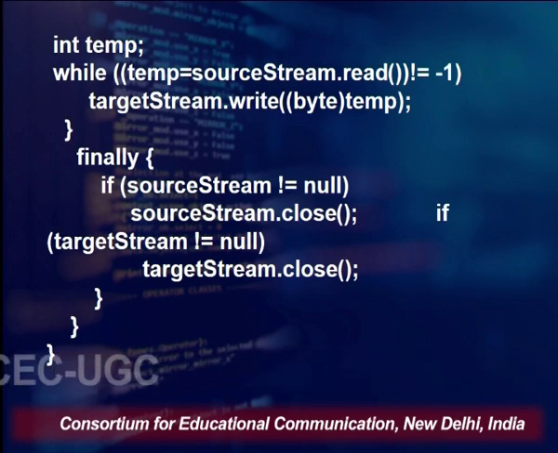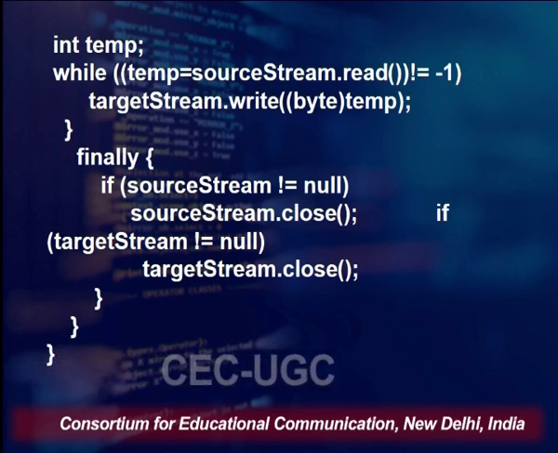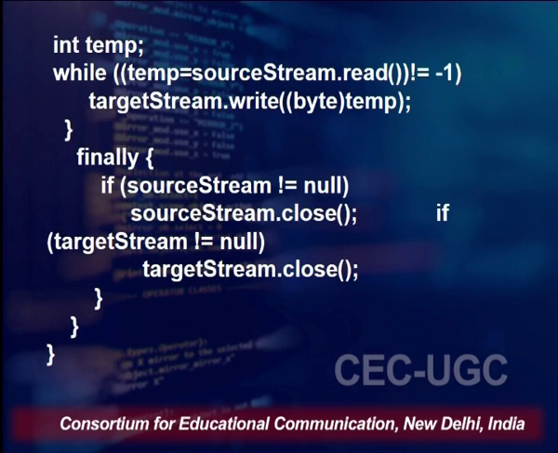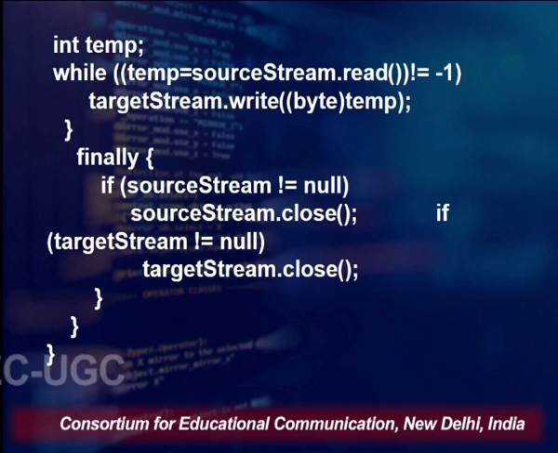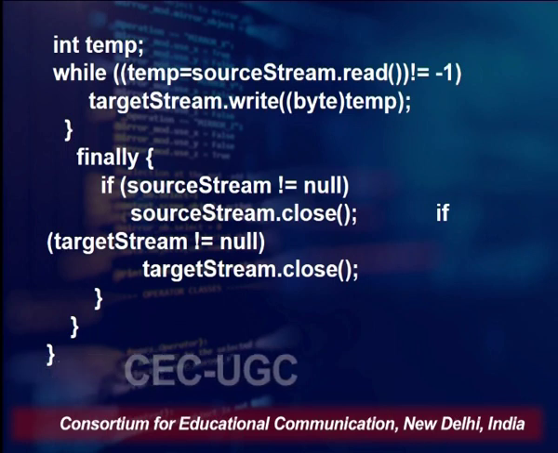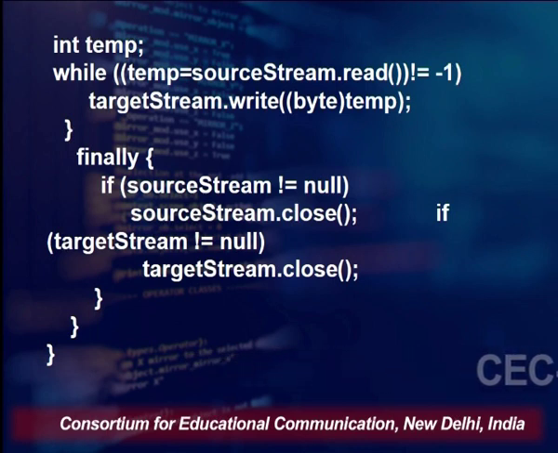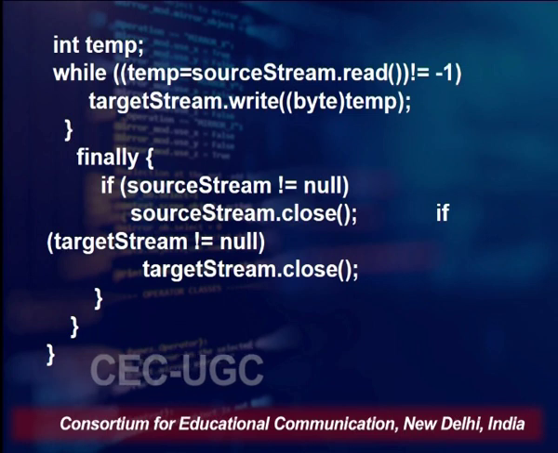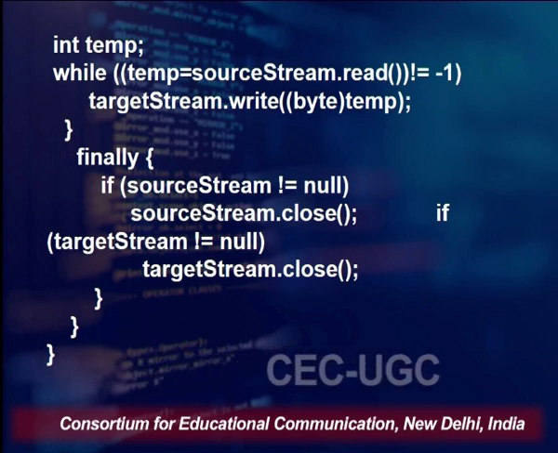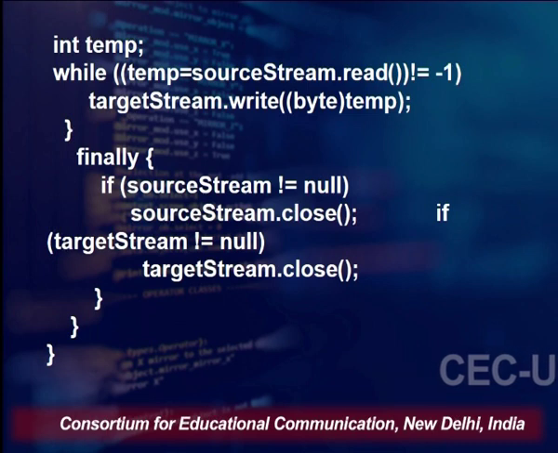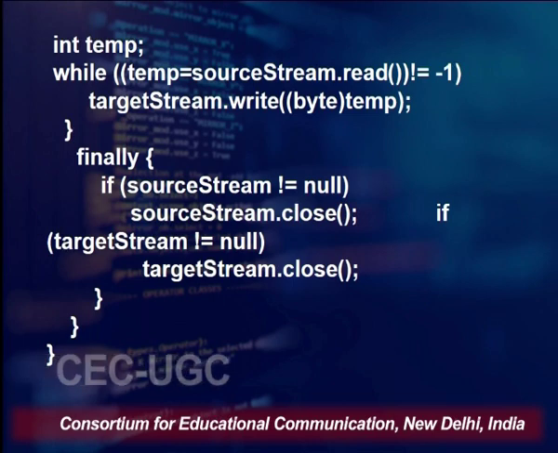This finally block has the code for cleaning up or closing these streams. So, if sourceStream != null, sourceStream.close(), which means that before exiting the program we want to close the stream in order to avoid any type of memory leakage. And similarly for target stream, if targetStream != null, then targetStream.close().